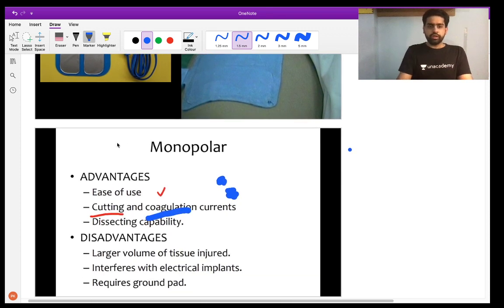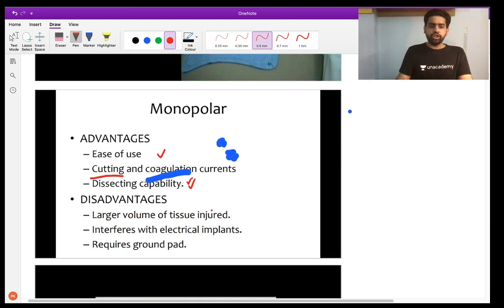So it is easy to use, and what are the types of current we have? We can either pass a cutting current or a coagulation current. That is the main thing. Another advantage is dissecting capability. In a monopolar Quadtree we have a dissecting capability, which means that we can dissect through the tissue. During surgery, we dissect the planes, so we can use the monopolar Quadtree to dissect the planes. That is the basic advantage.